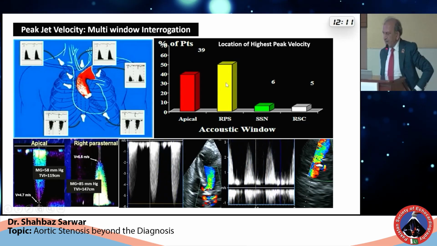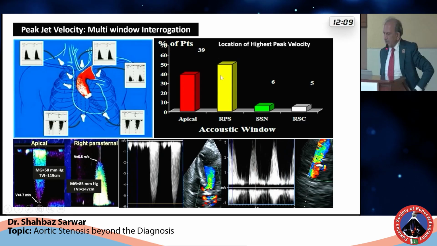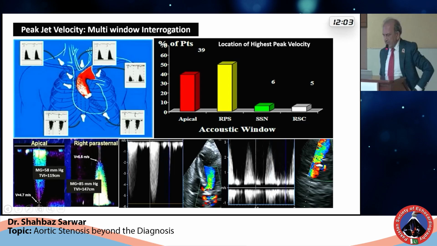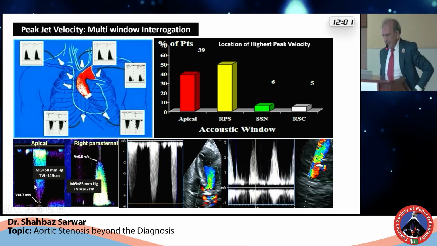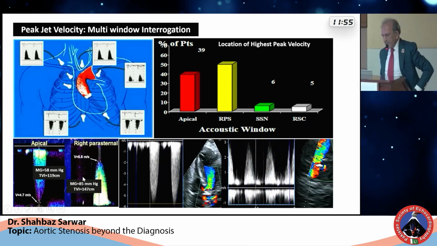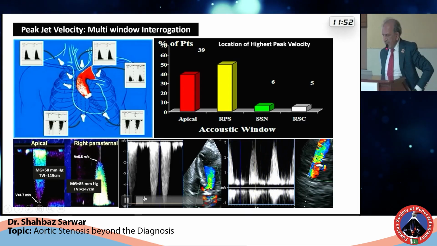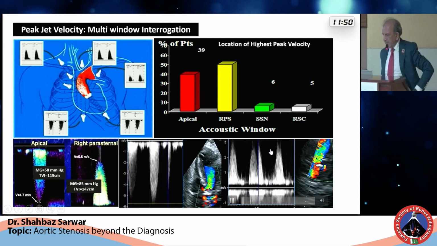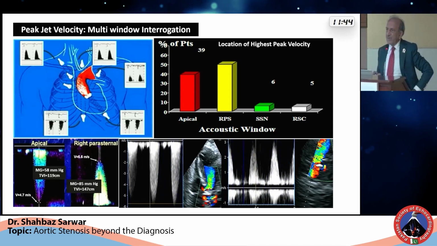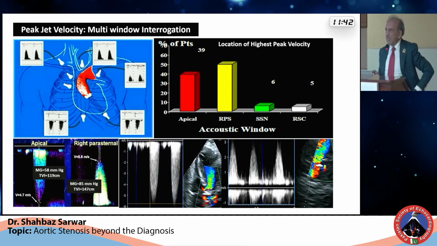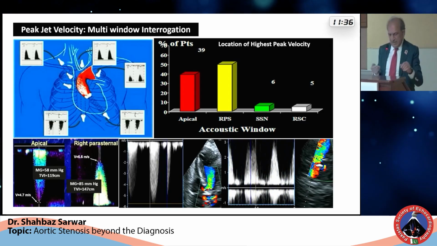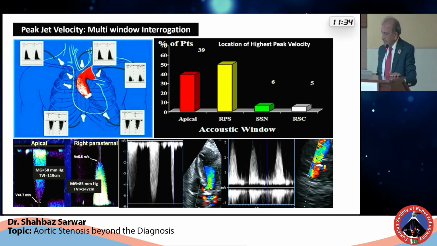One study found that the right parasternal window is, most of the time, the location of the highest peak velocity. You see there are 2 cases here. Apical mean gradient was 58, and from the right parasternal, the mean gradient was 85. But in this patient, the apex showed a higher gradient, and the parasternal window does not show a higher gradient. So you have to evaluate every patient from all 5 windows minimally. Even if you find a peak velocity of 5 from the apical window, please evaluate from every window.